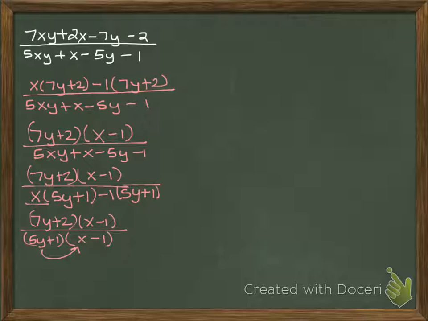So now that I've completely factored the numerator and denominator, I'm going to look for my common factors. The fundamental property of fractions tells me that I can reduce across multiplication and division. So that means that these x minus 1s would reduce together. And that means that my final solution, let's choose a different color, pretty blue, equals 7y plus 2 over 5y plus 1.